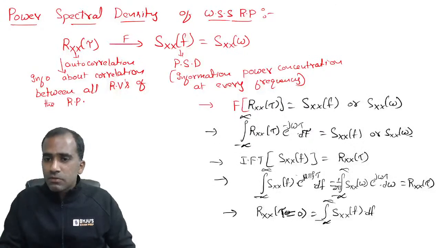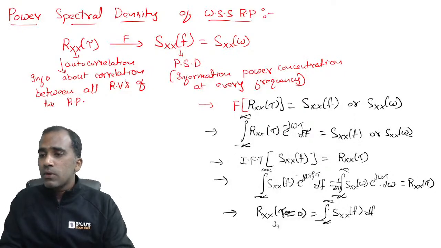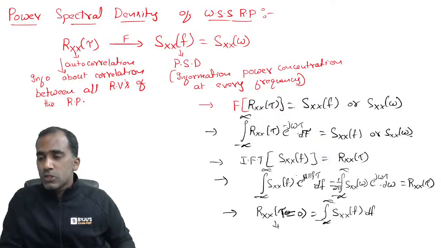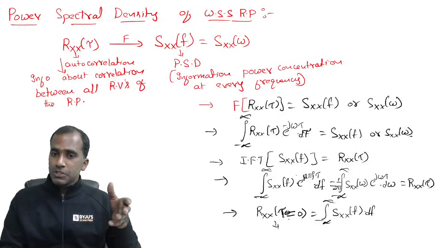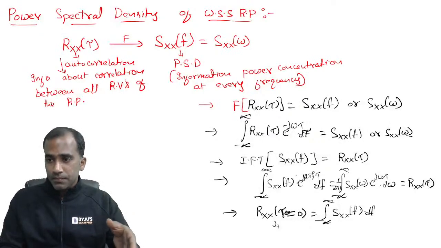So what should that give you? It should give the total power in the random process, right? And if you observe, we already know that when you put tau equal to 0, you're going to get the mean square value or total average power. But from the meaning of power spectral density also, if you try to understand, power spectral density gives us the information about power concentration at every frequency. If you integrate, you're trying to add up all the power. So actually, you will get the total power. So by using the autocorrelation function, you can find the total power. By using power spectral density also, you can find the total power, right?